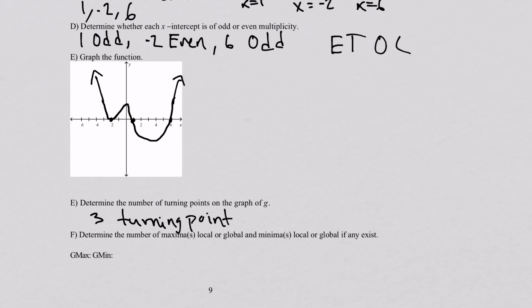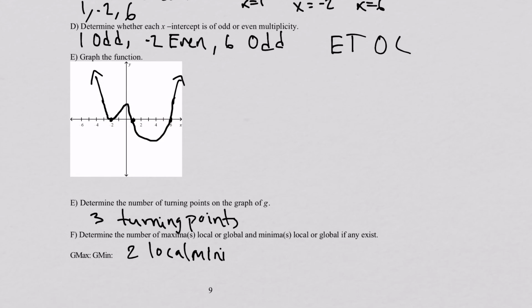And finally, determine the number of maxima, local or global, and minima, local or global, if any exist. Okay, I see a local minimum, 2 local minimums, right? Right here, 1 and 2. Although this one is a global minimum because it's not going to keep going down. It's going to increase from this point on. Okay, this is a local maximum. Okay, so there is 2 local minimum.